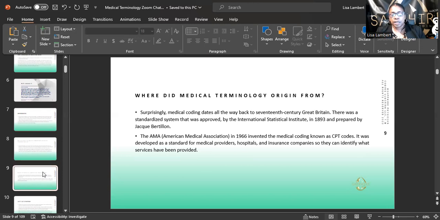Okay, where did medical terminology originate from? Surprisingly, medical coding dates all the way back to 17th century Great Britain. There was a standardized system that was approved by the International Statistical Institute in 1893 and prepared by Jacqueline Bertillon. The AMA, American Medical Association, in 1966 invented the medical coding known as CPT codes. That's something good. So if you're moving on, put that on an index card. It was developed as a standard for medical providers, hospitals, and insurance companies so they can identify what services have been provided.